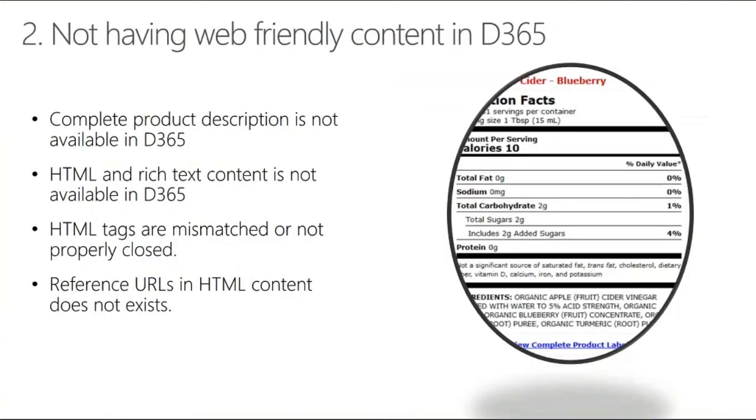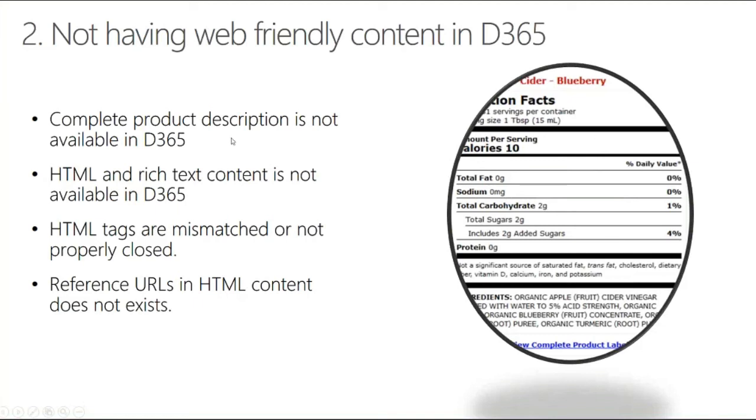The second problem that we see is a lot of our customers don't have web-friendly content. A good example is what I have out here, where you're providing calorie information. Now, if you have it in text format saying this is your total fat, sodium, carbohydrates, a customer is not going to read that properly and equate it to what it really means unless he sees it in a format that he's used to seeing it.